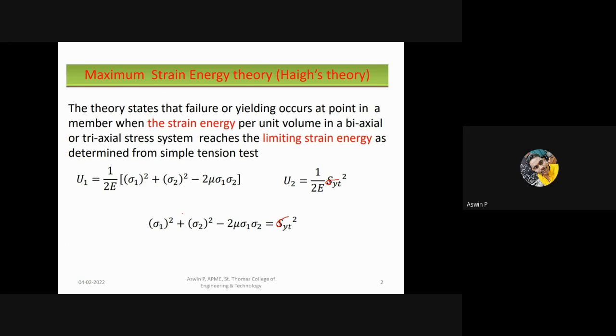Before that, please write down this statement. Take your notebook. Write it as the fifth point, or rather the fifth theory. Heading: maximum strain energy theory, bracket Hayes theory.